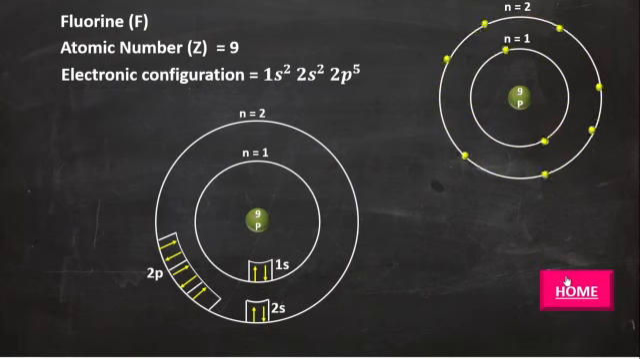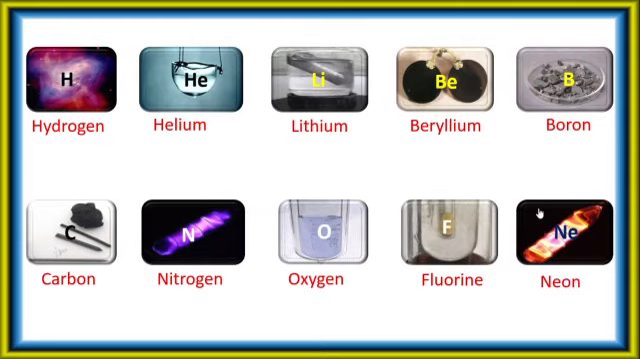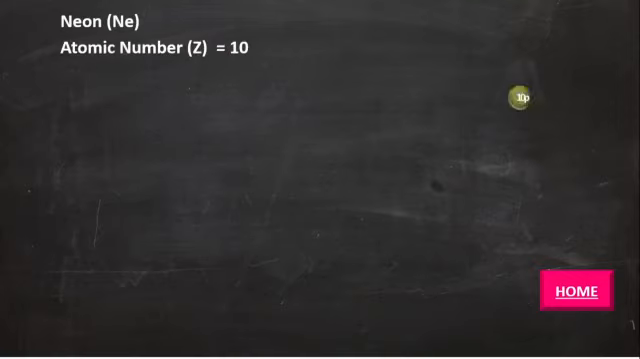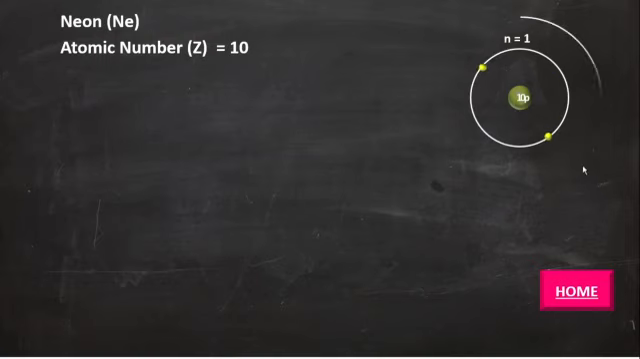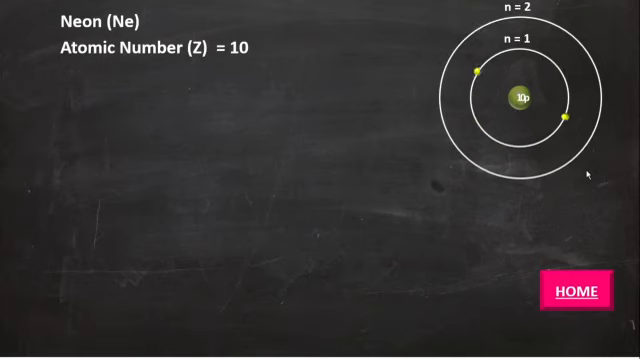Okay, and the next one is neon. Neon, atomic number Z equal to 10. 10 protons are there, n equal to 1. First orbit contains 2 electrons and 8 electrons revolve around the nucleus in the second orbit. 2 in the first orbit and 8 in the second orbit. That's all. Okay.